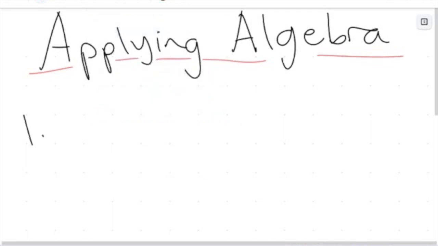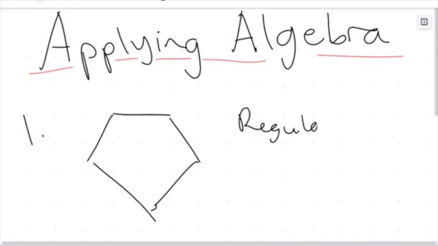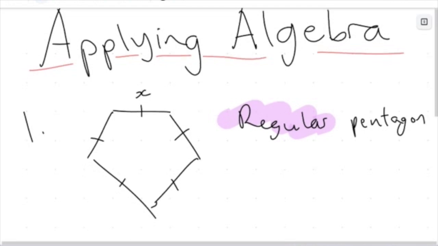So the first is, we're looking at measurement here, and area and perimeter too. Now let's pretend this is a regular pentagon. Now, what do I mean by this term regular? It just means that all of the sides are equal. So I'm showing that by drawing these little lines, and they all have a side length of x.